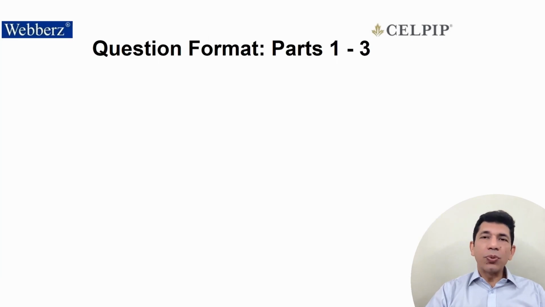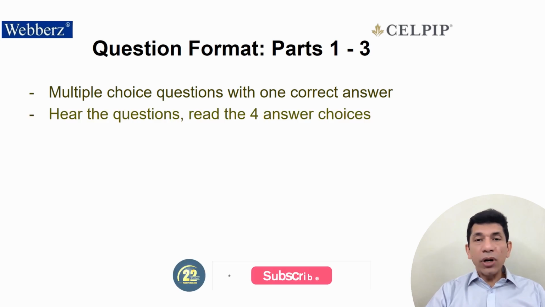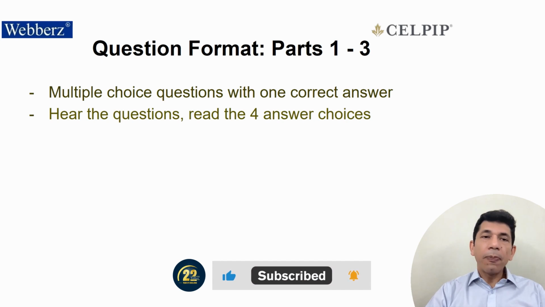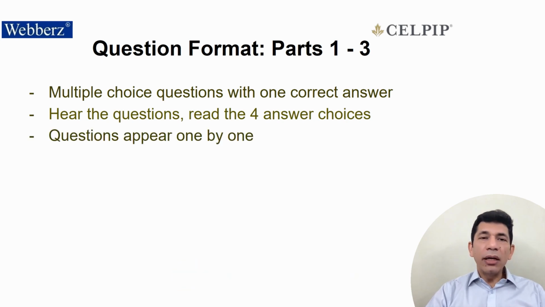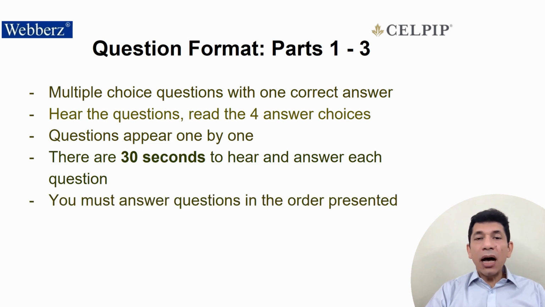Question format, part 1 to 3. There are multiple choice questions with 1 correct answer. You hear the questions, read the 4 answer choices and select one. Questions appear one by one. There are 30 seconds to hear and answer each question. You must answer questions in the order in which they come.